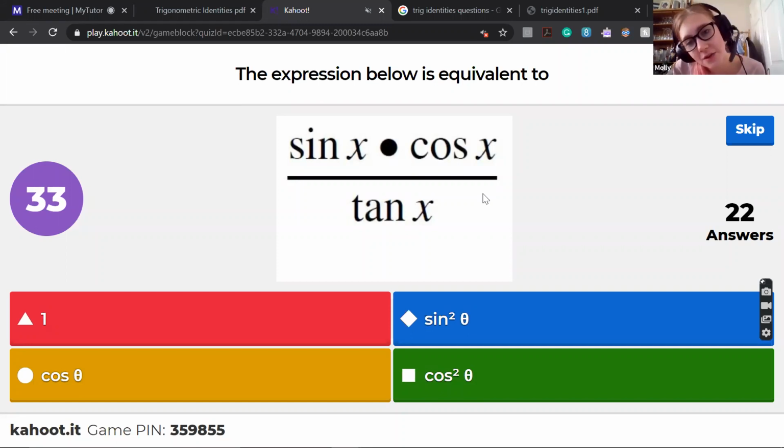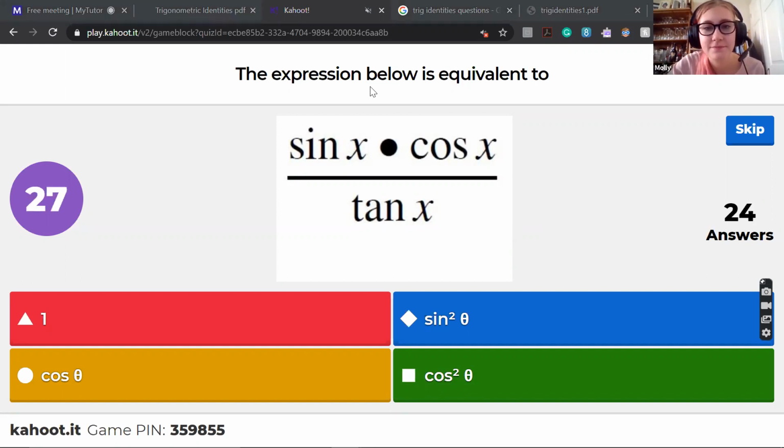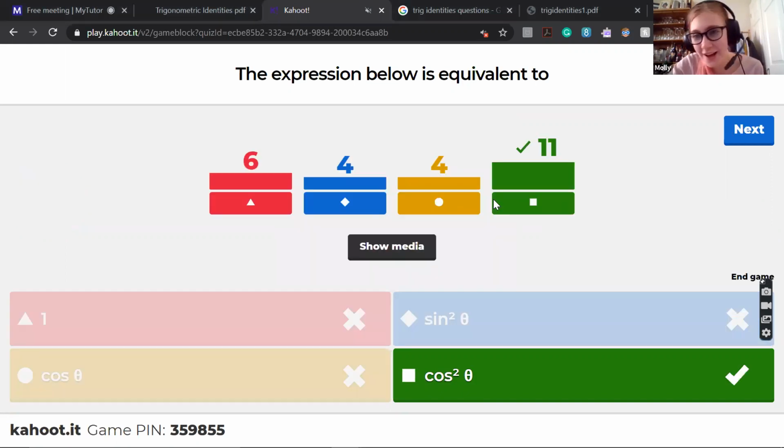Also, they've got x's in the question and then theta's down there. Just assume that they're the same thing. Cool. Okay, yeah, this one's a bit harder. I can see why, but still most people got it.